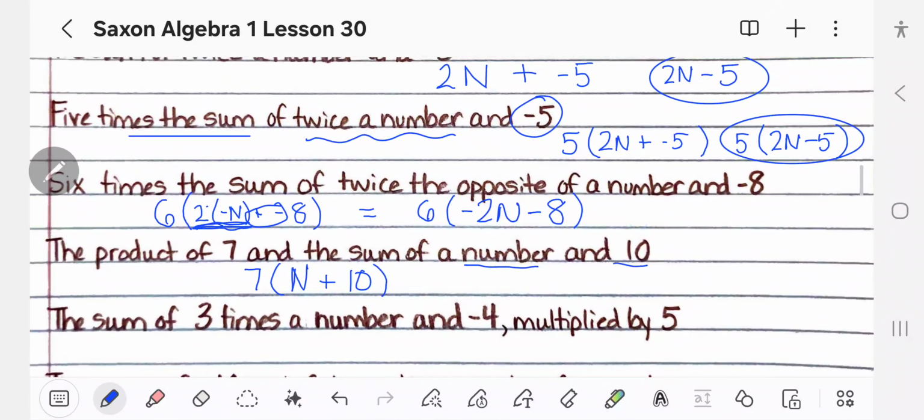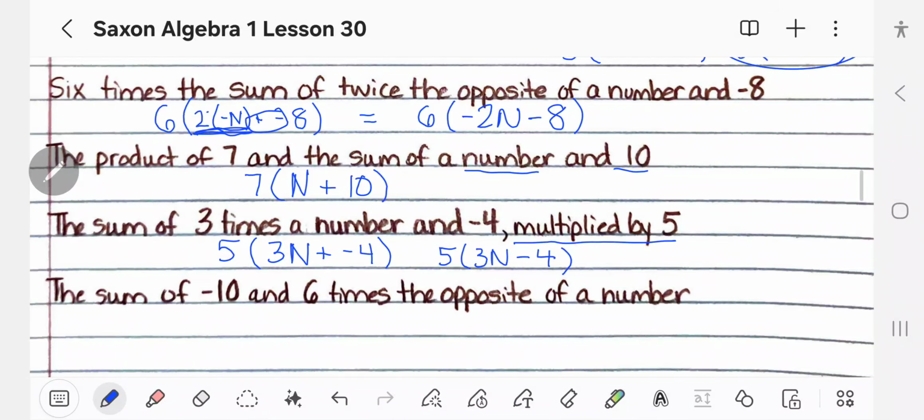The sum of 3 times a number. So here we go. We've got another sum. So 3 times a number and negative 4. But that sum, now they're telling us, is multiplied by 5. I would put that up front. Now I would simplify this a bit and change that to 3n minus 4.